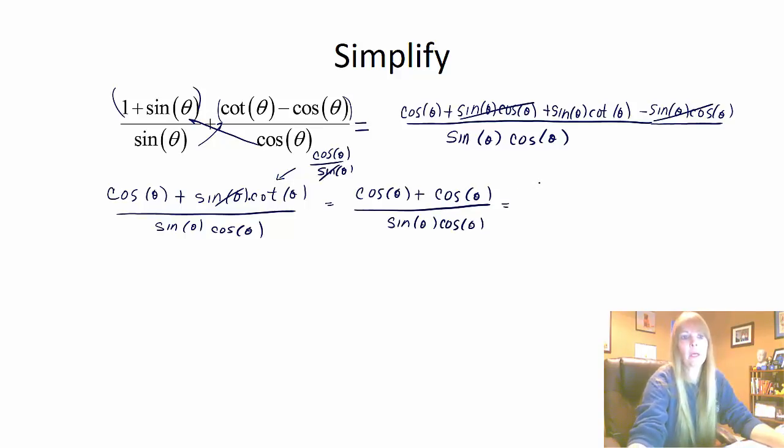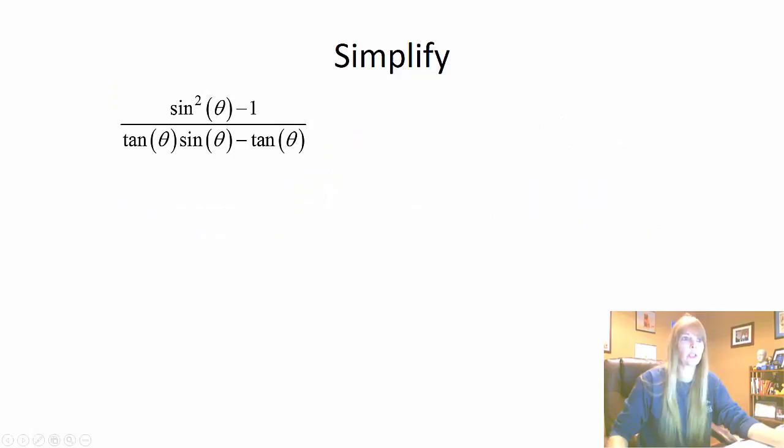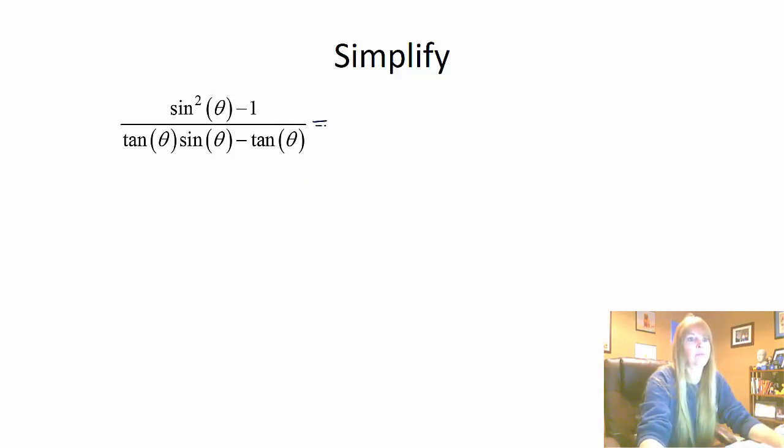Now up top, this becomes 2 cosine theta, cosine plus cosine. And then same thing, haven't touched the bottom the whole way. Now you can cancel. And so I get my final answer of 2 over sine theta. All right, so lots of steps, lots of canceling, but just trying to figure out a way to simplify this expression.